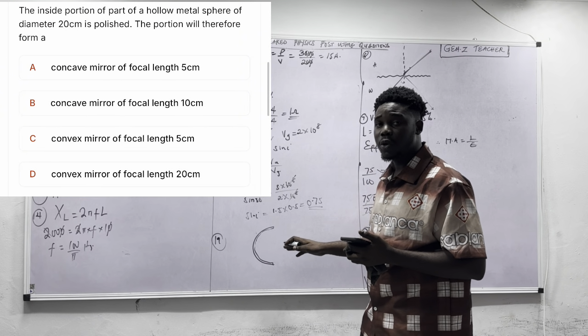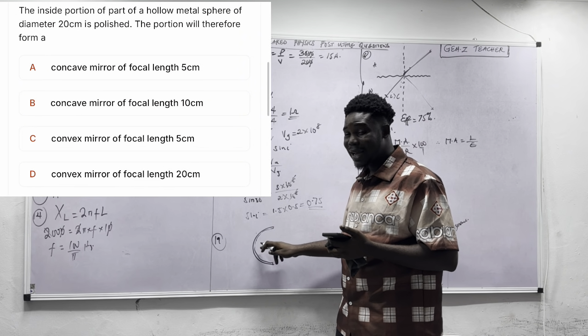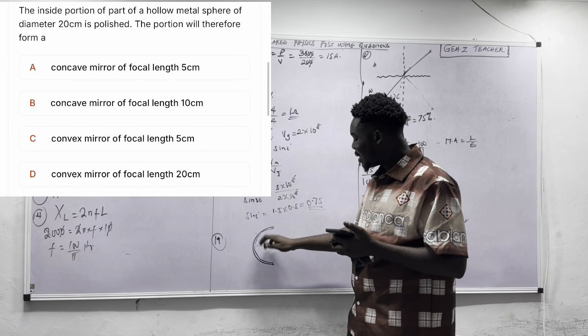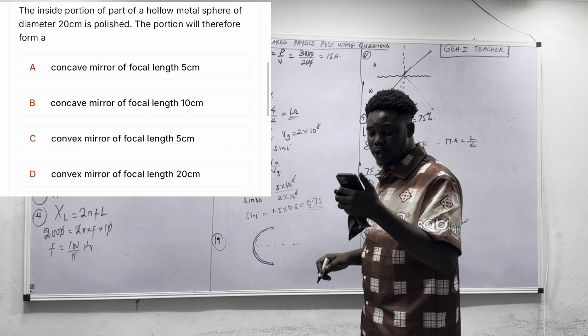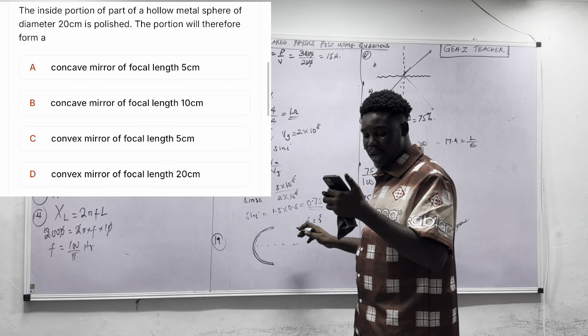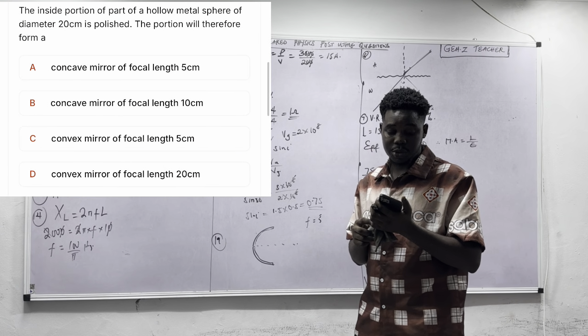And how do you know concave or convex? For concave, it is the curved part that is your mirror, the inside part. So this looks like a concave mirror. Since the diameter was 20 cm, the radius will be 10, and then the focal length will be 5. So the answer should be a concave mirror with focal length 5 cm, option A.